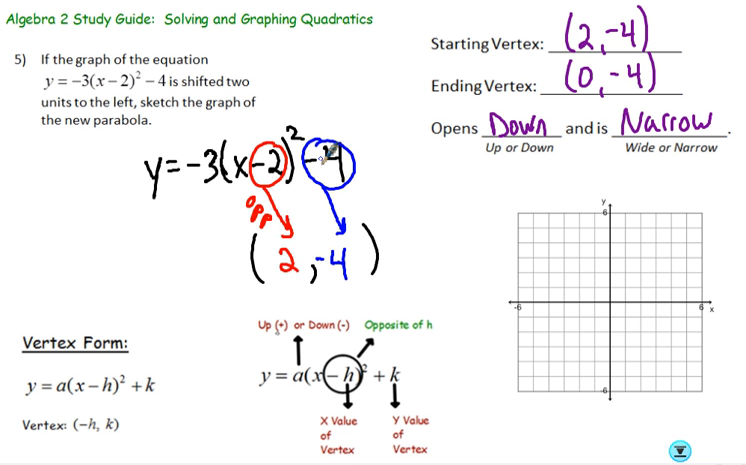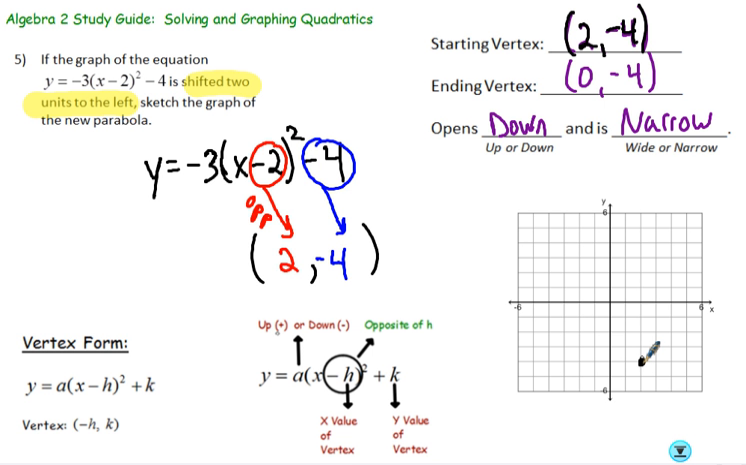So negative 4 stays a negative 4, which is where we got a starting vertex of 2, negative 4. And then what it's saying is that it shifted. Let's see how it shifted. Shifted 2 units to the left. So we're at 2, negative 4. Let's do a parabola at 2, negative 4, because this is where I'm starting: right 2 and down 4. 1, 2, 3, 4. All right, there's my vertex.